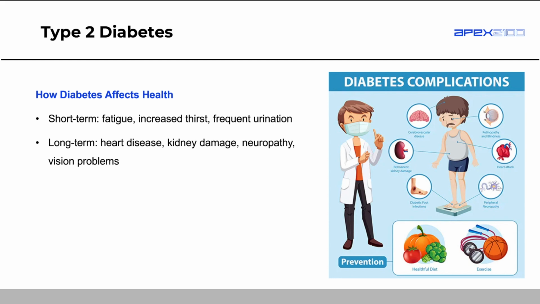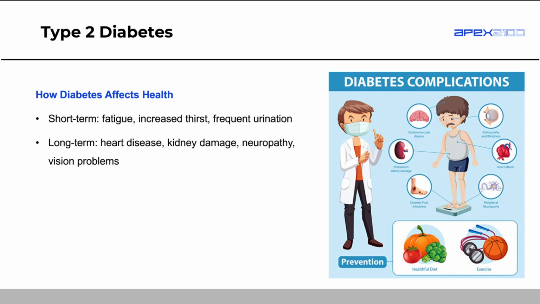All right, and then the long-term effects of diabetes, or long-term complications, these are the more serious complications. So, heart disease. Individuals with diabetes are at a much higher risk of heart disease because high blood sugar levels can damage the blood vessels and nerves that control the heart, which can lead to conditions like high blood pressure, atherosclerosis, and ultimately lead to a heart attack or stroke.